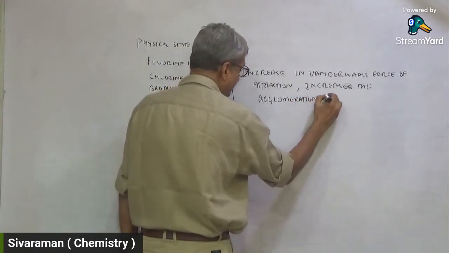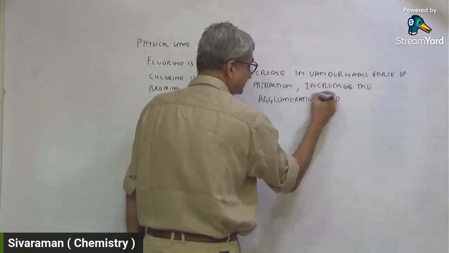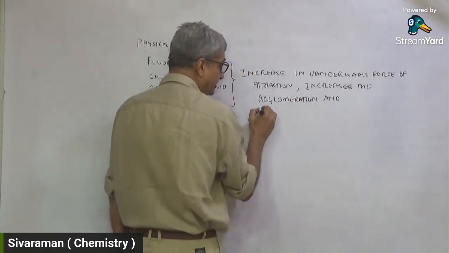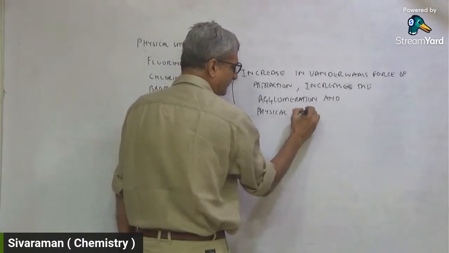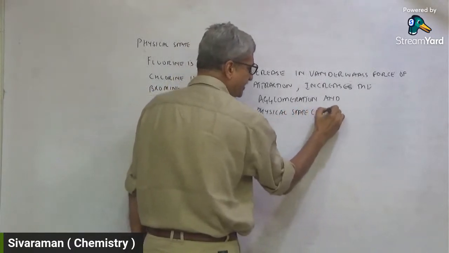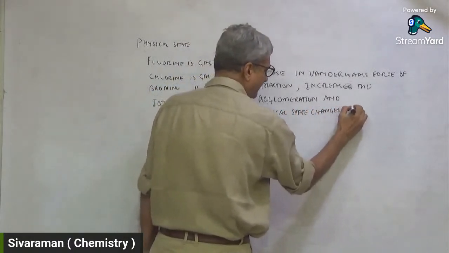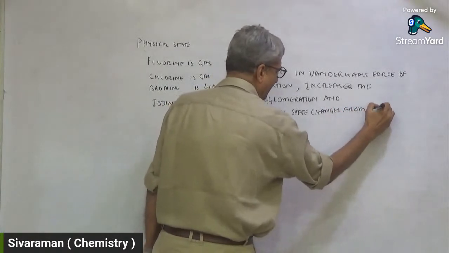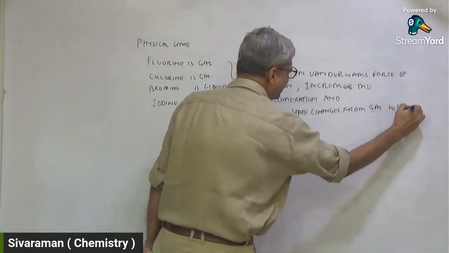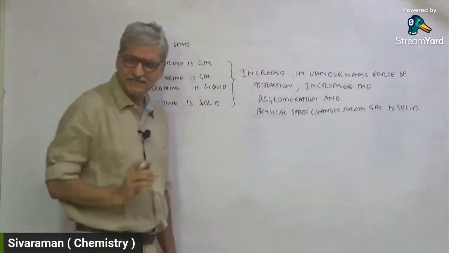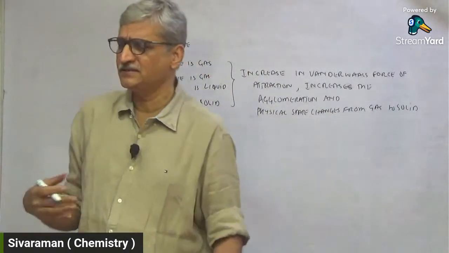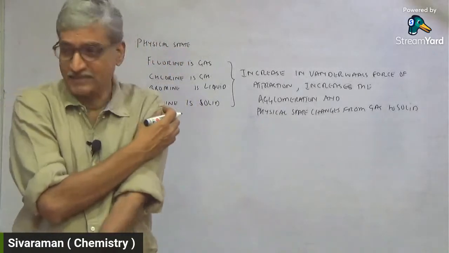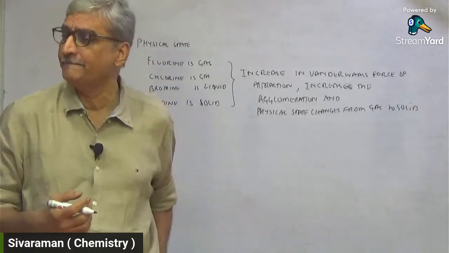Increases the agglomeration, and what happens? The physical state changes from gas to solid. So there is no other reason. Simple, the weight increases. Of course, the number of electrons increases, the number of protons increases. So they have to increase the weight.